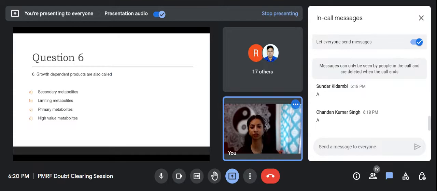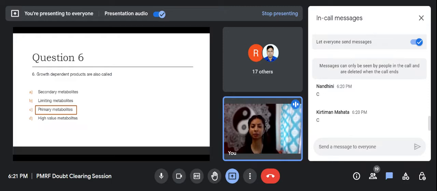Okay. So question number 6 is that growth rate dependent products are also called. The options are secondary metabolite, limiting metabolite, primary metabolite, and high value metabolite. So the answer is primary metabolite. Any other answer? C, primary metabolite. Okay. So most of you seem to think it is C, and it is in fact C.